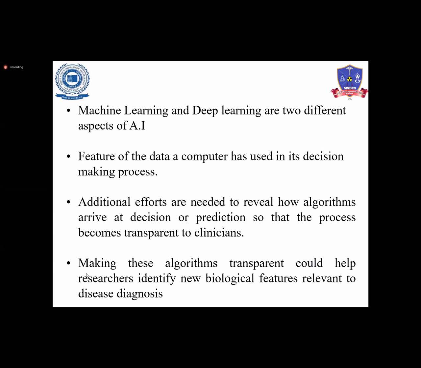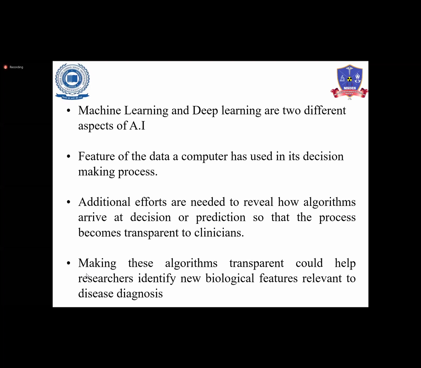And the future of the data a computer has used in its decision making process. Additional efforts are needed to reveal how the algorithm arrives at the decision or prediction so that the process becomes transparent to the clinician. That means on what grounds the system has made a result, that also we have to know. We have to see the particular form of data which we have fed and how we're getting the result, so that it will be transparent to the clinician also that the system has given the accurate result.